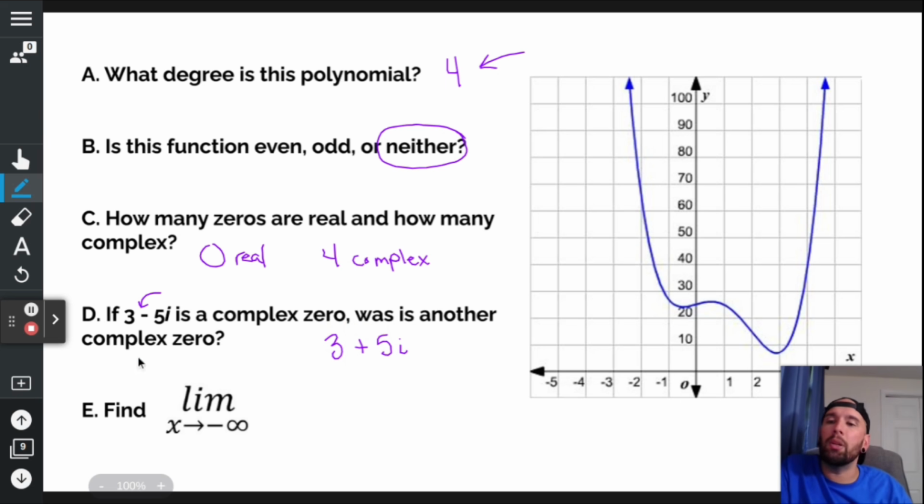Last but not least, find the limit as x approaches negative infinity. Where is that arrow going as I move to the left? Well, it's going way up, way up, way up, and it's going up super fast. So my limit as x approaches negative infinity is positive infinity.